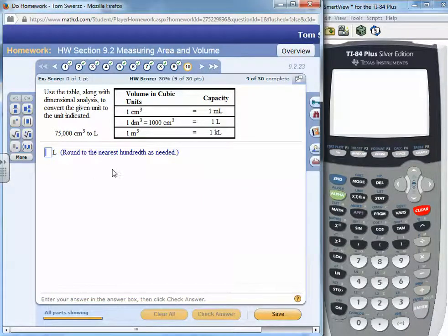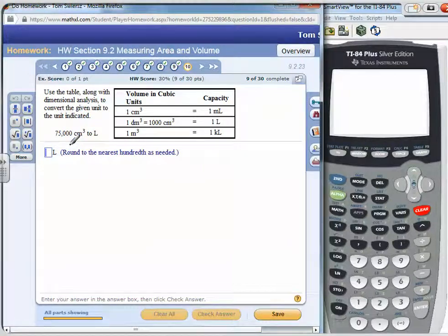Homework exercise number 10, 75,000 cubic centimeters to liters. What you'll realize is a liter is actually defined to be a cube 10 by 10 by 10 centimeters, and if you multiply length times width times height to get the volume, you get 1,000 cubic centimeters is exactly 1 liter. So you can just do this problem using dimensional analysis.